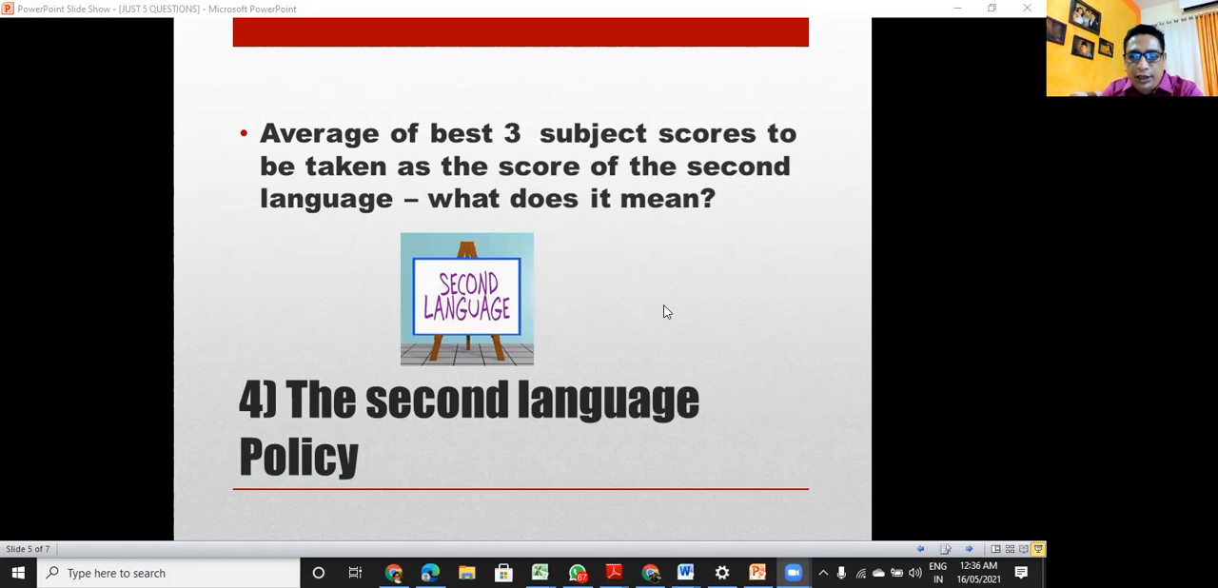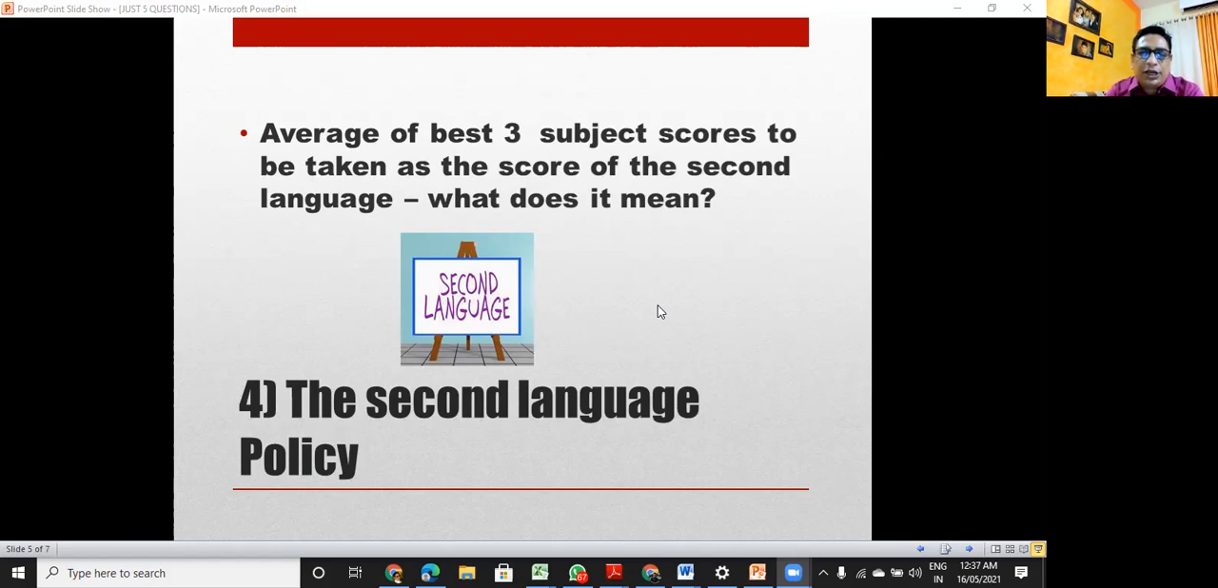Some schools are thinking that the reference year score that they have got, they are trying to calculate the reference year score for the second language as well. Like if it's Marathi as the second language, they are trying to find out the reference year score of Marathi, taking into account the 3 top scores of the reference year, which is not to be done.